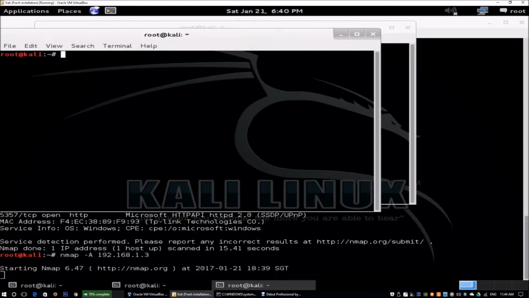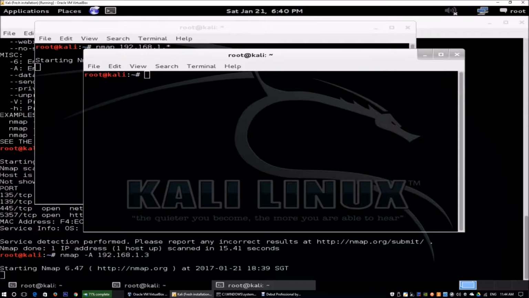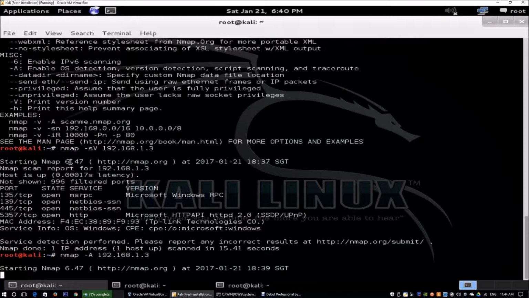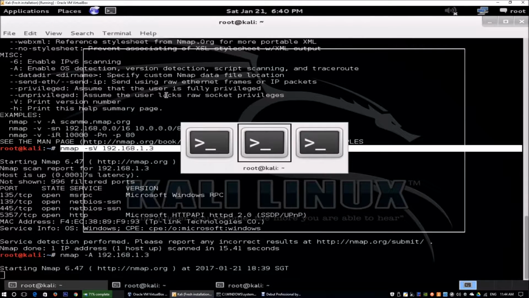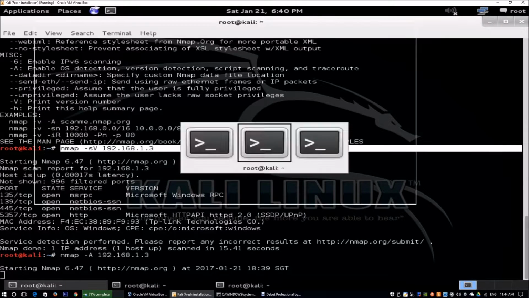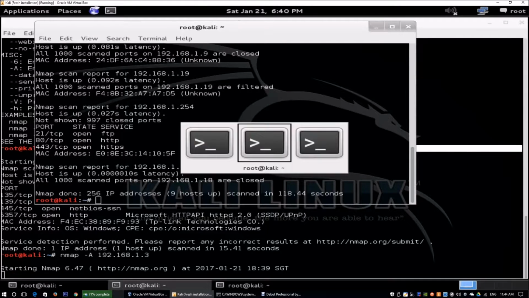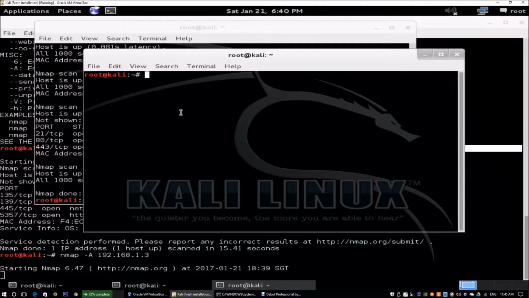So moving forward, another command that we can use is to find out if a host or network is protected by a firewall. Just like the previous command that we used, where we saw a dash sV, instead we'll be using, okay, so we got to here, and you can enter nmap -sA 192.168.1.3. This will help us determine the kind of firewall that is running on the host machine.